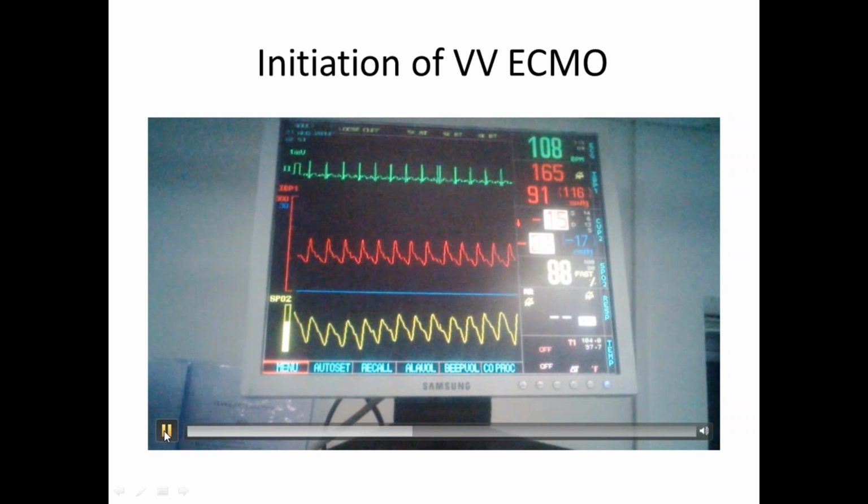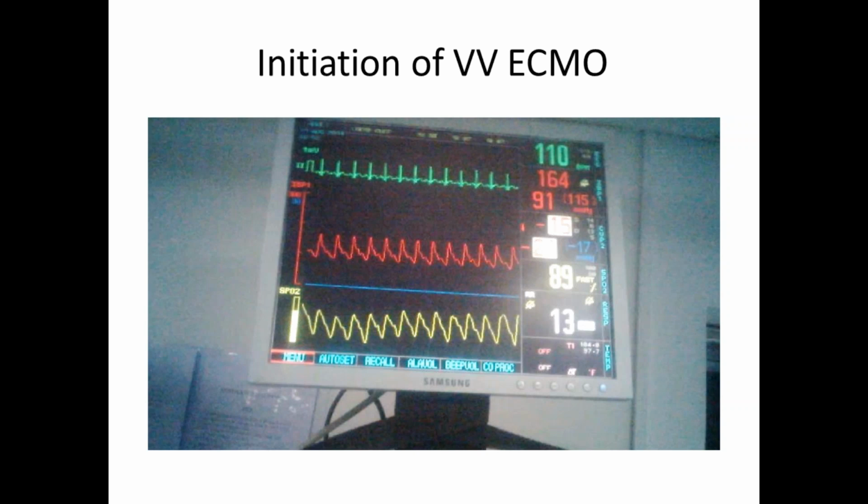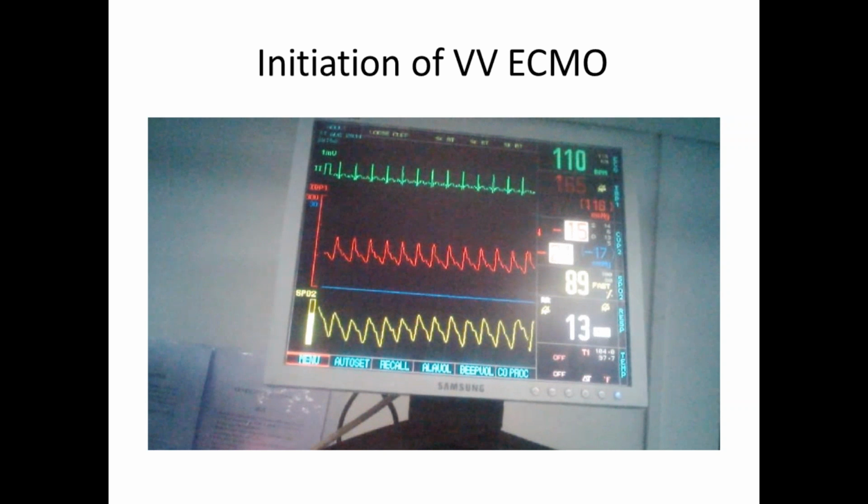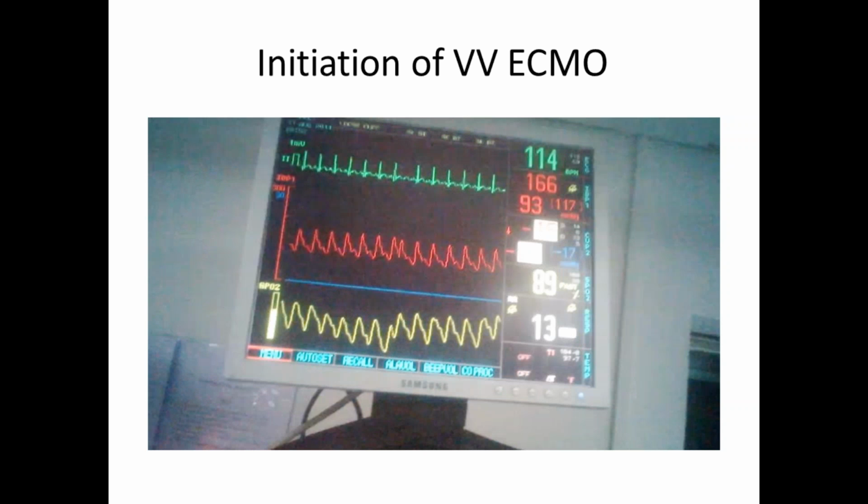See, the saturation is now 88 because we have put the patient back on rest ventilator settings, so saturation has decreased. Most of the time we found that the blood pressure increases when we put the patient on ECMO. So the mean blood pressure is going to 116, and many times you are able to get rid of inotropes, and sometimes you even have to put them on antihypertensives like NTG.